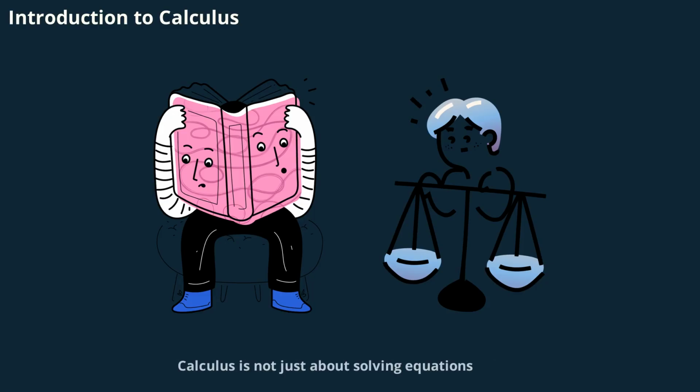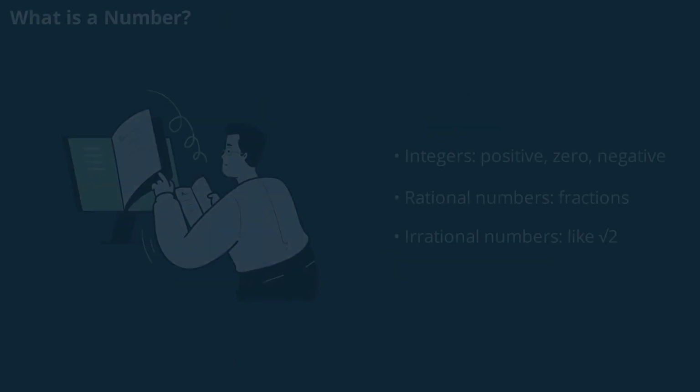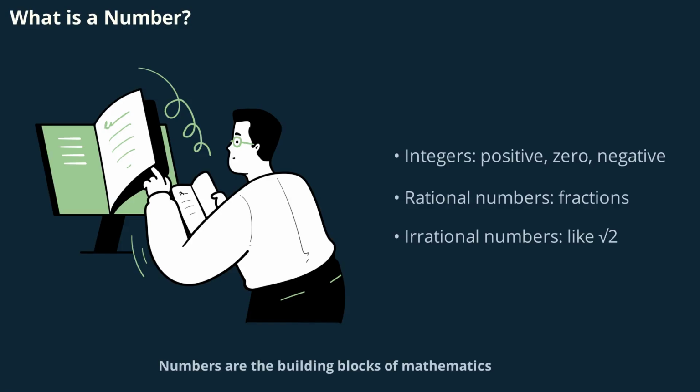Calculus is not just about solving equations, it's about understanding how things change and interact. Let's begin by exploring what numbers really are and why they matter in mathematics. Numbers are the building blocks of mathematics. We start with positive integers like 1, 2, 3, and so on, then include 0 and negative integers. Together, these form the set of integers.